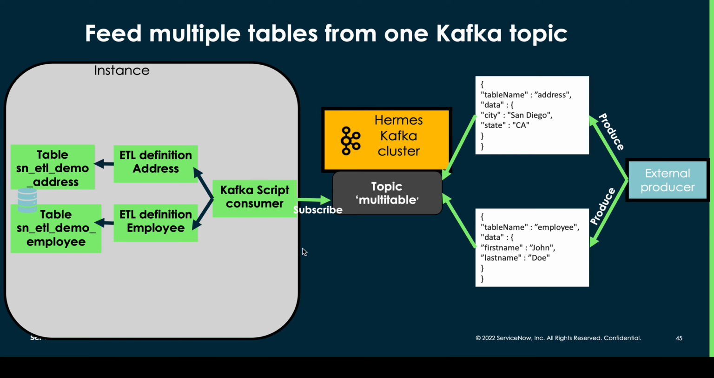I hope the slide helped. As you can see here, we are targeting table name address, and here we're targeting table name employee. You don't have to stick to that, the payload can be formatted the way you want, but here we need to indicate in the payload what's going to be the target table, because we use that in our logic. We use that information to map to the right ETL definition as we process the payload with the script consumer.